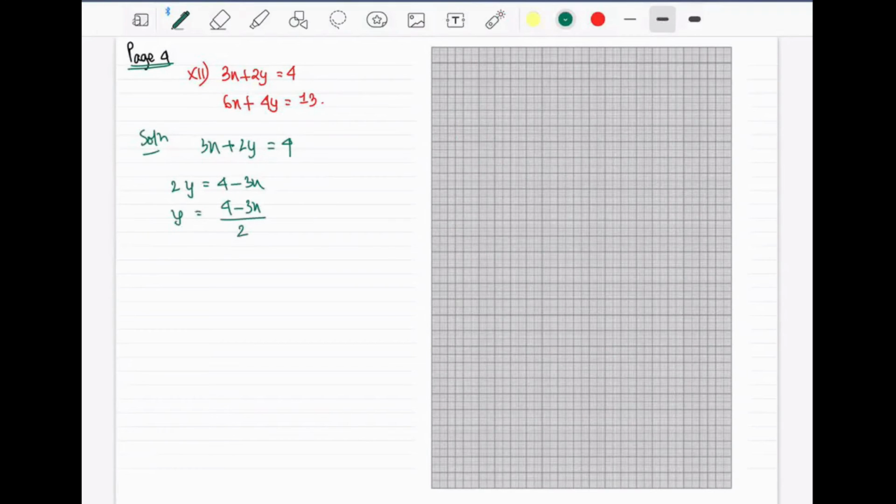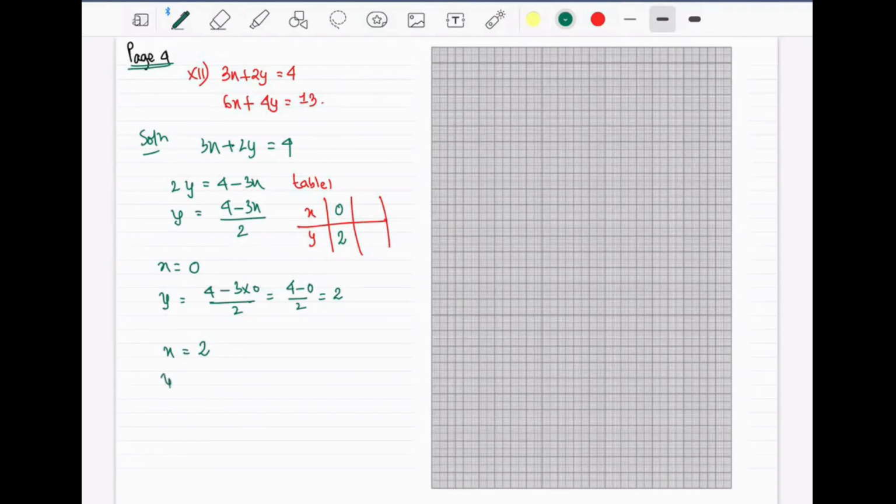Write the table here on the side. Let me write it with a different color. Table 1, x, y. We just need 2 points, right? So let's take the value of x as 0. y is how much? (4 minus 3 into 0) divided by 2. So we have 4 minus 0 by 2, which is 4 by 2. So we get 2 here. So when x is equal to 0, y is 2.